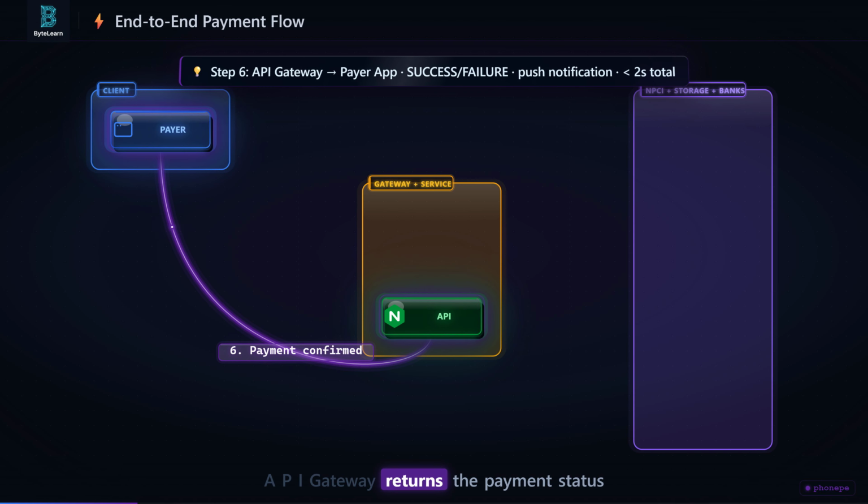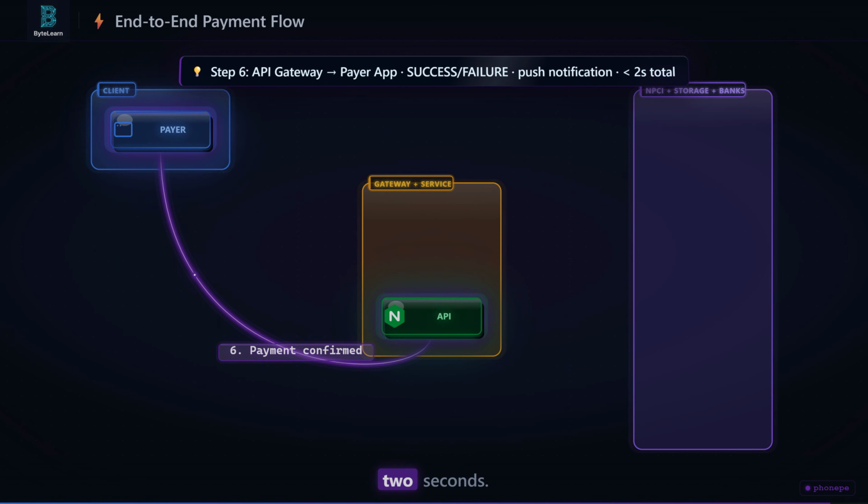API gateway returns the payment status to the payer app. Push notification sent. Transaction appears in the app. Total time target under 2 seconds.